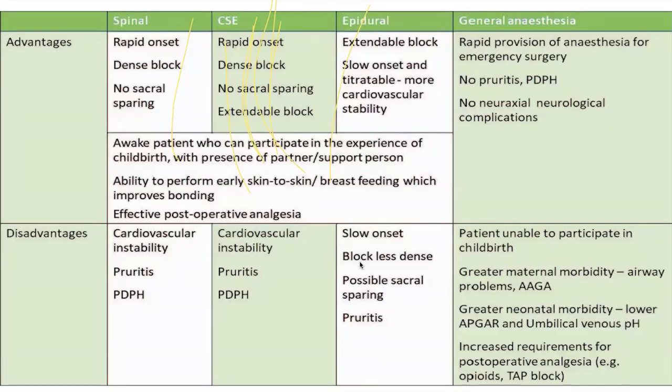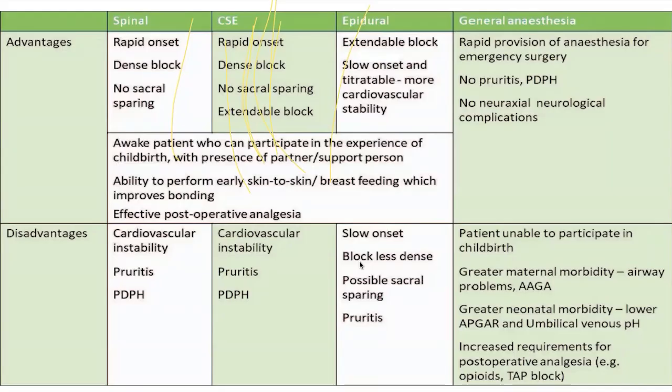Epidural is an extendable block, with slow onset and titrable, so more cardiovascularly stable when we are doing the block. And all three, spinal, CSE and epidural, have the advantage of an awake patient who can participate in the experience of childbirth with the presence of the partner, and also can have skin-to-skin contact and breastfeeding, and that will improve maternal bonding. And also it can give effective post-op analgesia.